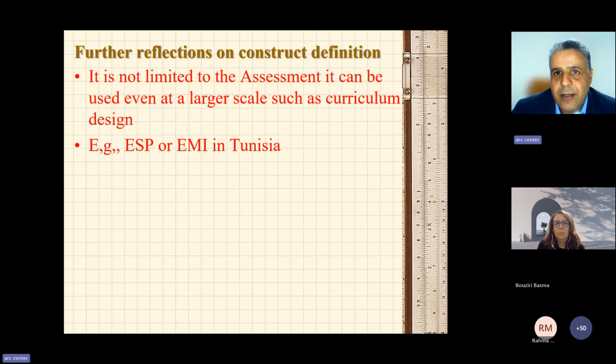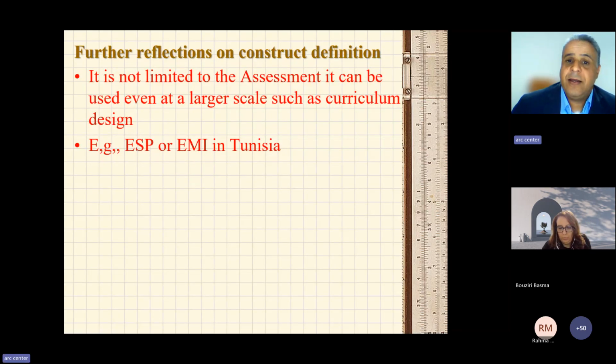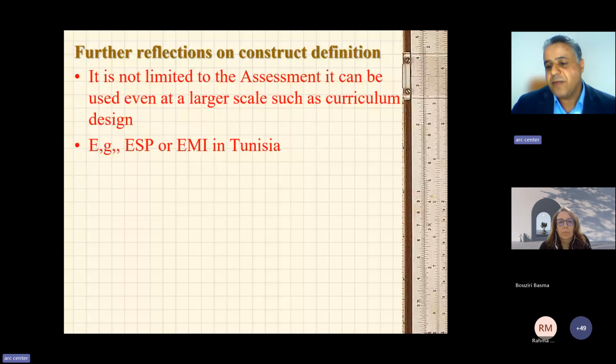So it's choices that need to be made, but I think that the idea of defining construct is relevant at the level of assessment, as I have just explained, but it is also relevant at higher levels if we think of curriculum design or, for example, language teaching policy in Tunisia in terms of choices we need to make. We need to understand what kind of English we need, for example, and for which learners. And this is very, very important.